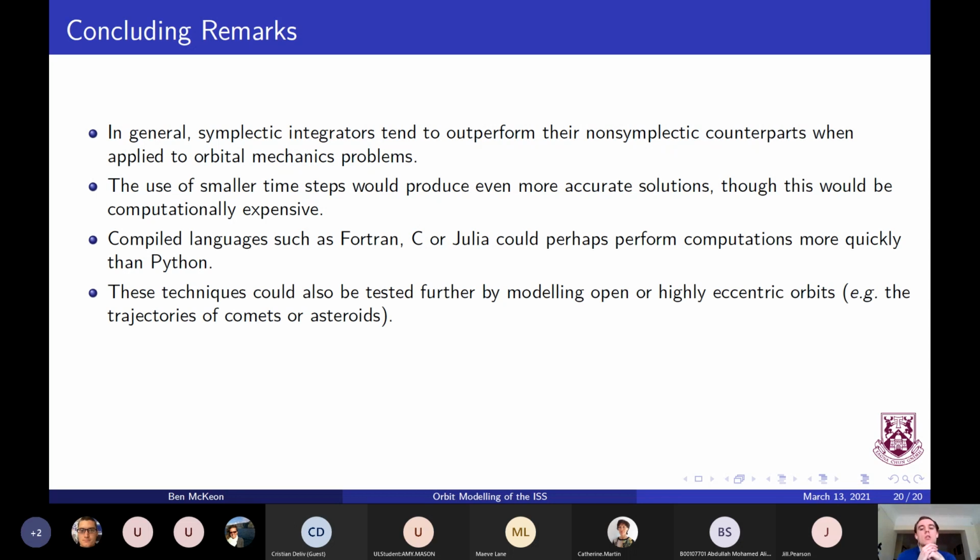And the same analysis could also be applied to highly eccentric orbits, such as comets or trajectories, maybe Halley's Comet or something like that, which only comes around every 60 to 70 years.